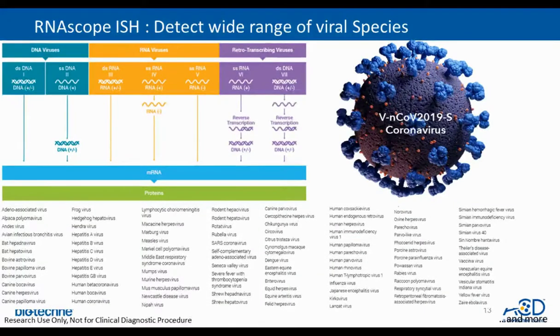So RNAscope has an ability to detect a wide range of viral species. You can look at DNA viruses, RNA viruses, retrotranscribing viruses. The focus today, of course, is going to be this COVID-19 species.